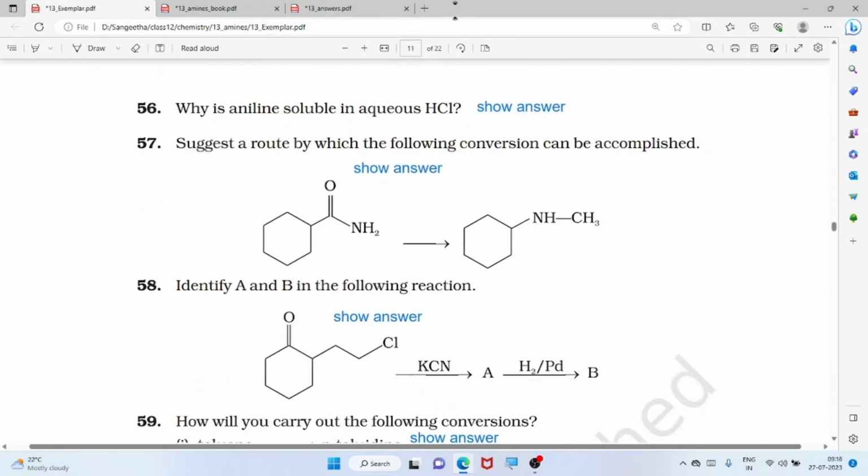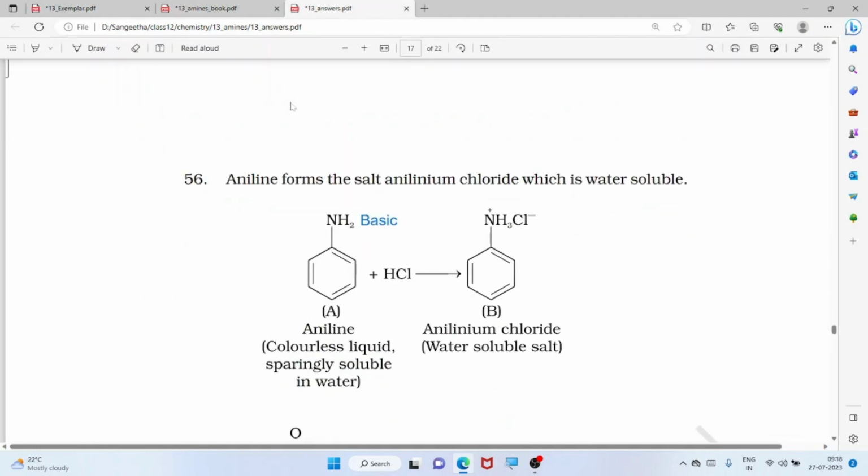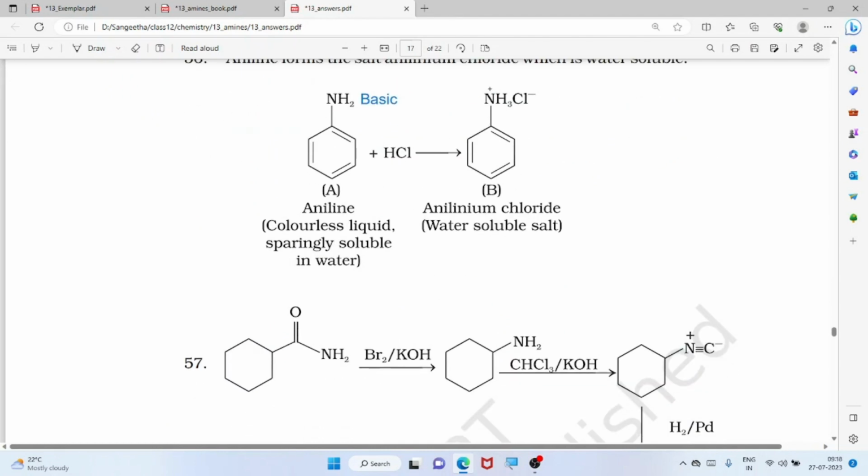Why is aniline soluble in HCl? It must be more basic. Aniline forms the salt anilinium chloride, which is water soluble. This is a basic one, and the acid and base form the salt.